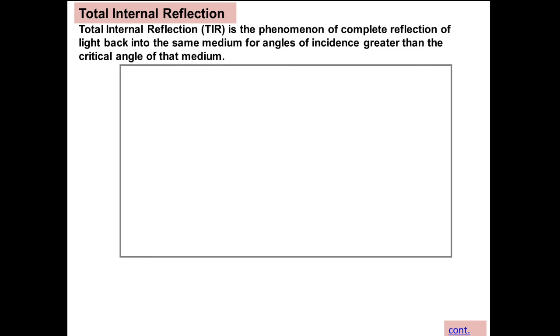Next, now see the total internal reflection. As its name suggests, total internal reflection is a reflection, the phenomenon of complete reflection of light back into the same medium for angles of incidence greater than the critical angle of that medium. So here we should know first what is the critical angle for any medium and what is its relation.